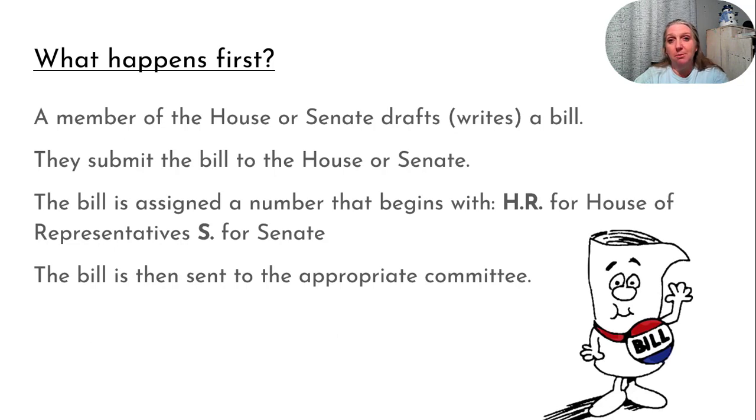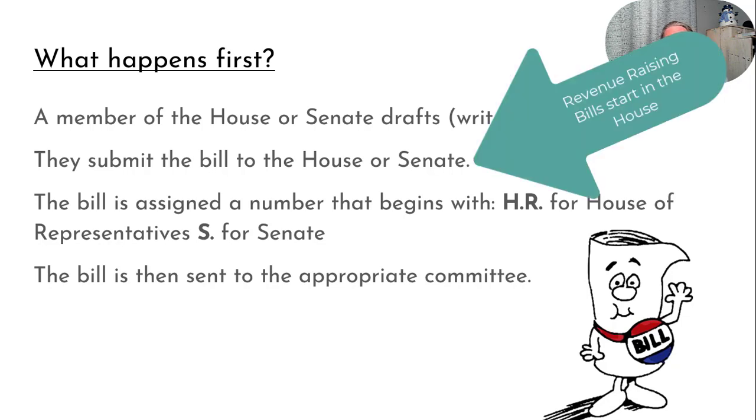All right, so what happens first? First and foremost, a member of the House or Senate drafts or writes a bill. So they get an idea, they get a suggestion, and they draft a bill. From there, they submit the bill to the House or the Senate, depending on which chamber they are in. Okay, they submit it. It gets a number. If it's in the House of Representatives, it starts with HR for House of Representatives, and then it gets a number.